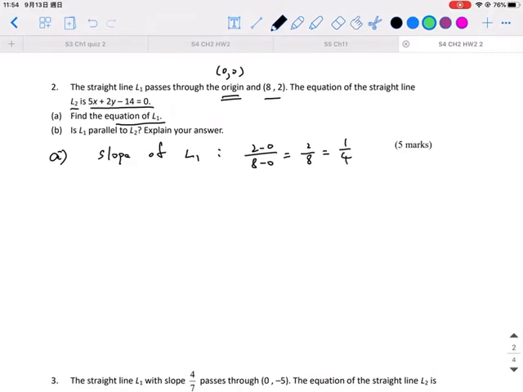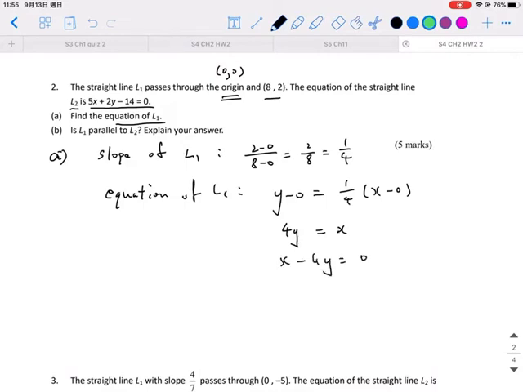Okay, and we can choose either fixed point, so Mr. Wong will choose (0, 0), as it's easy to calculate. Therefore, the equation of L1 will be y minus 0 equal to 1 over 4 times x minus 0. So multiply by 4 to the left hand side, so 4y equals x. And I will write down x minus 4y equals 0, right?